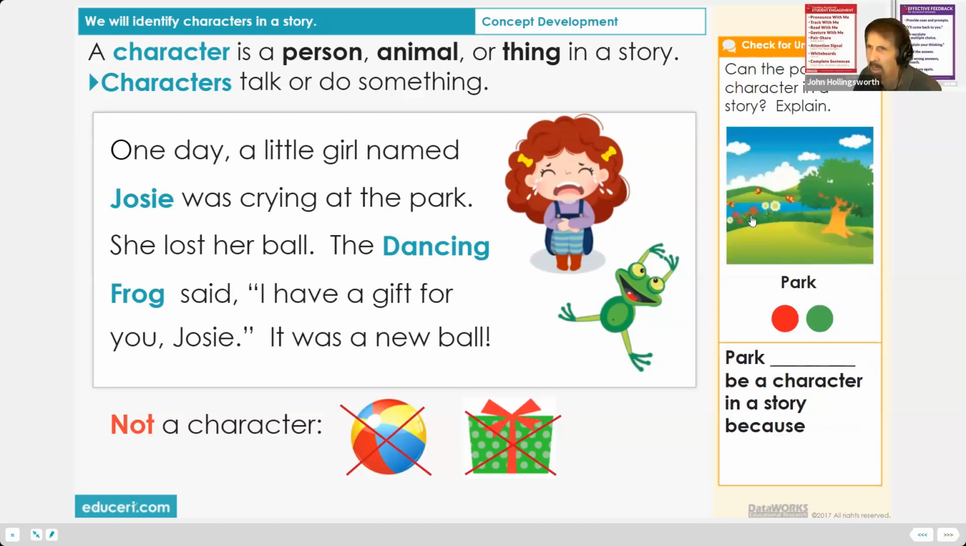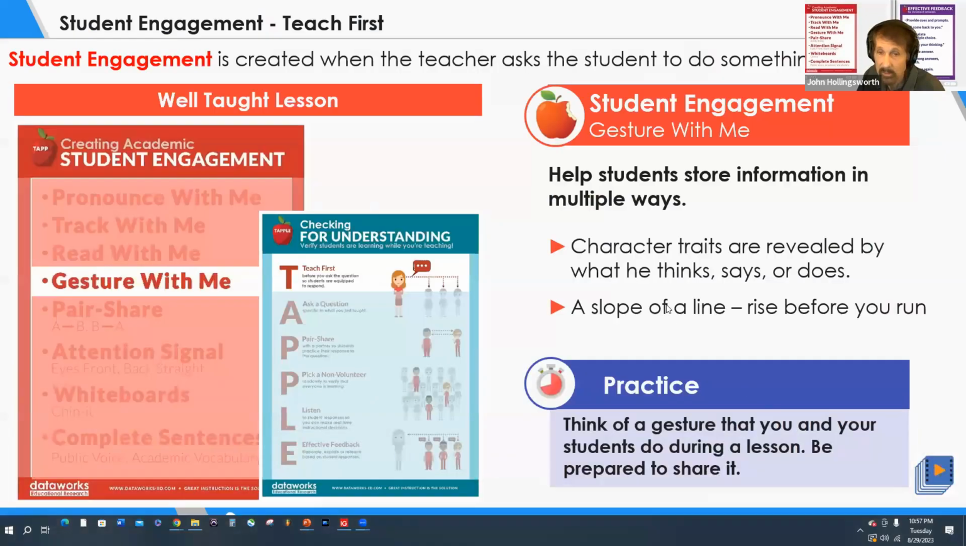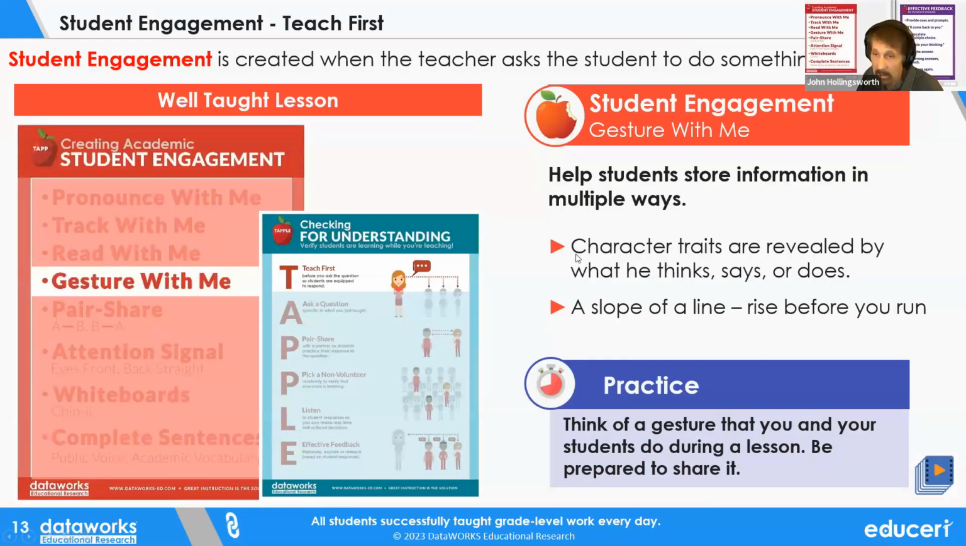If you're doing this one, can the park be a character in the story? And they're thinking, is it a character? Remember, that's so you can cue it. So when you ask people to show their whiteboards, yes or no, and then if you have to cue somebody, the gestures are great ways to cue. So let's go back now and let's look at this one right here. All right. Character traits. Oh, we just got the same one. Character traits reveal what he thinks, what he says, and what he does.